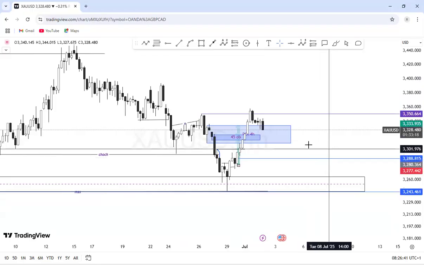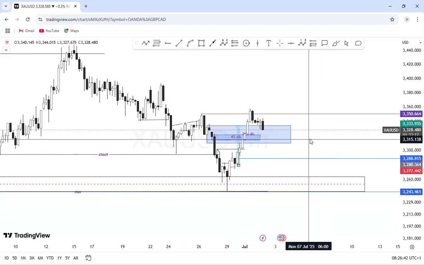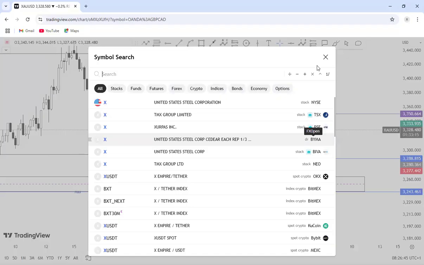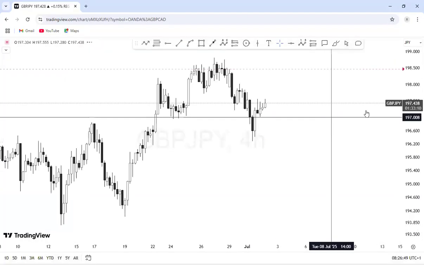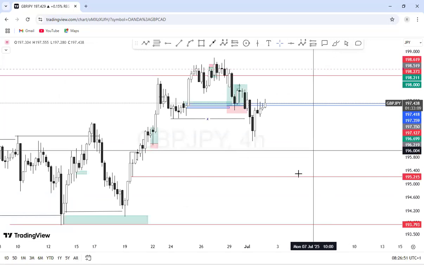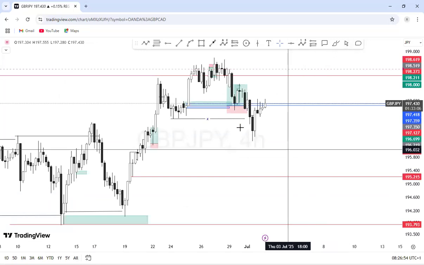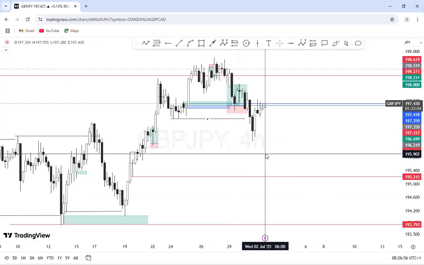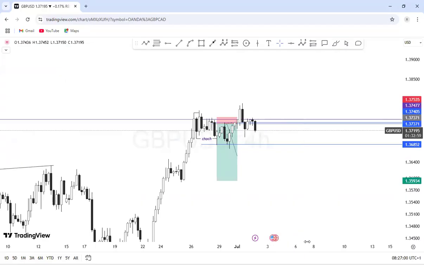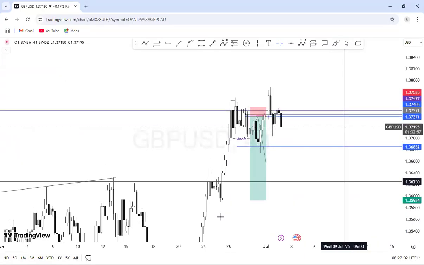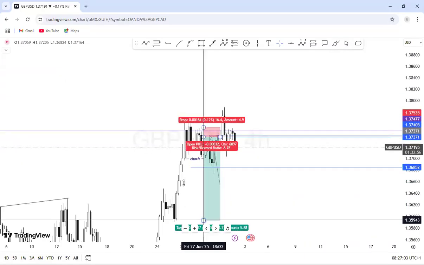Right, so that's how I took this gold, and I came back to take GBP US dollar. I took GBP US dollar as a scalp. This is GBP JPY, and this was not on the first trade. So this is GBP US dollar. I took this GBP US dollar buy. Now I took this sell, right?